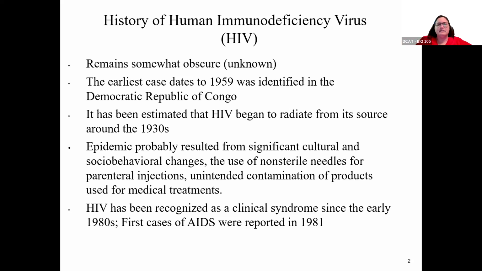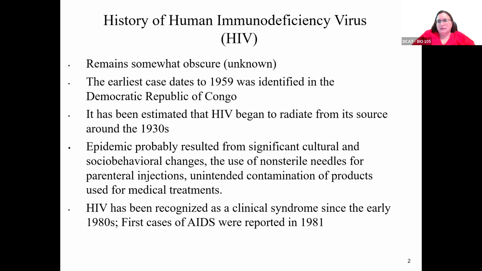So the earliest cases date back to 1959, and it was identified in the Democratic Republic of Congo. It's established that HIV began to emerge from its source around the 1930s. What it means by emerge from its source is that it started coming out of the reservoir it was in. The HIV had to be in a reservoir somewhere. That virus came out and started to become known.